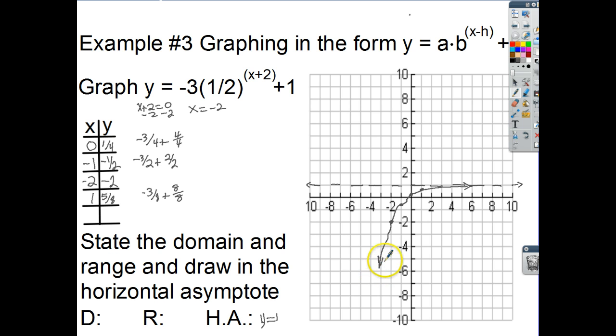Now, this is the first time in this lesson that we've been asked to state the domain and the range and draw in the horizontal asymptote. We did draw in the horizontal asymptote. Now, let's talk about the domain and the range.